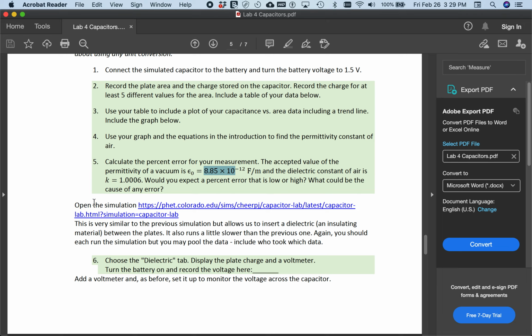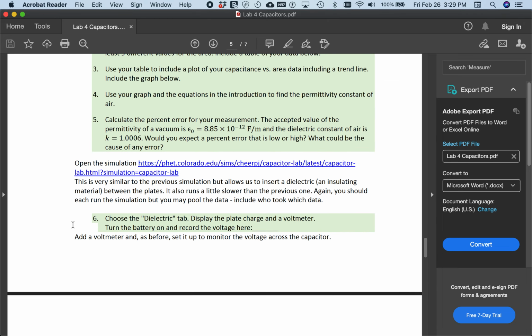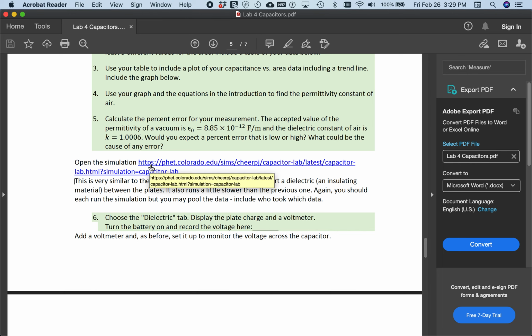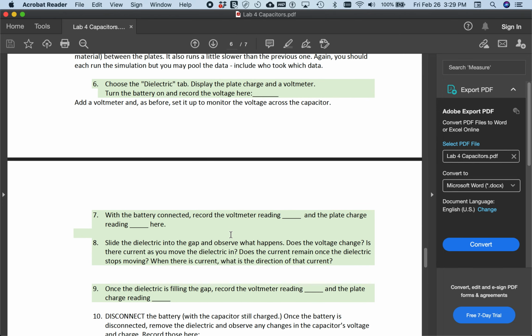Okay, so now here that is for permittivity of air. Here, students, in the next part, are going to actually use the dielectric. In this simulation they would be using a dielectric material, and then repeat really the process they did before, and then answer these questions based on their data.